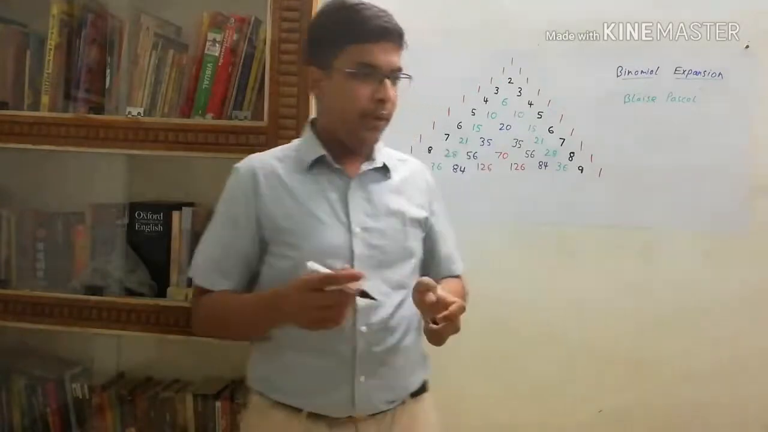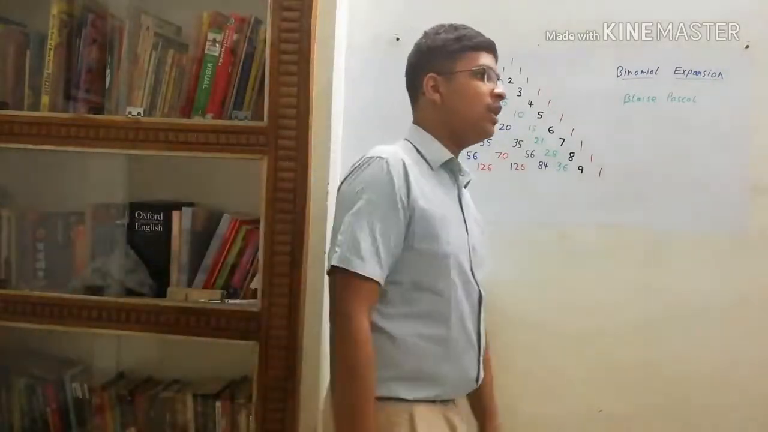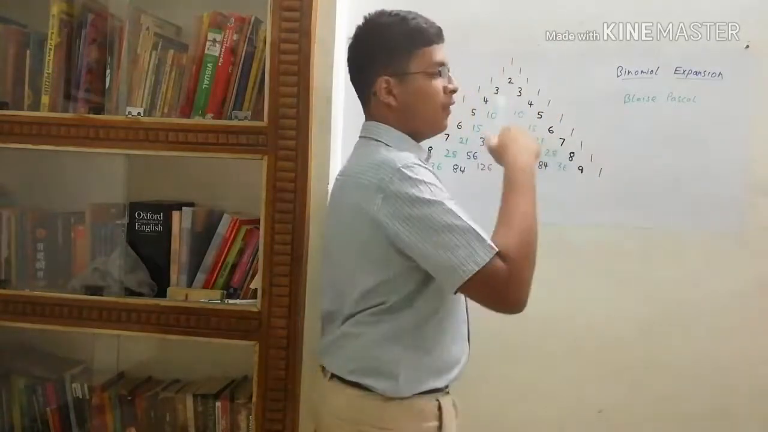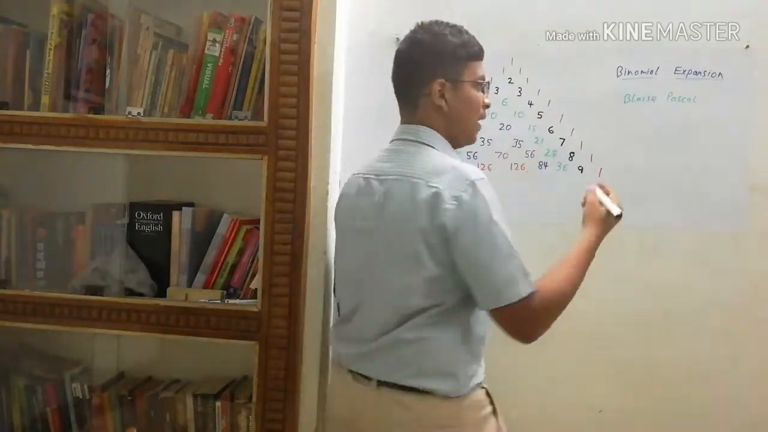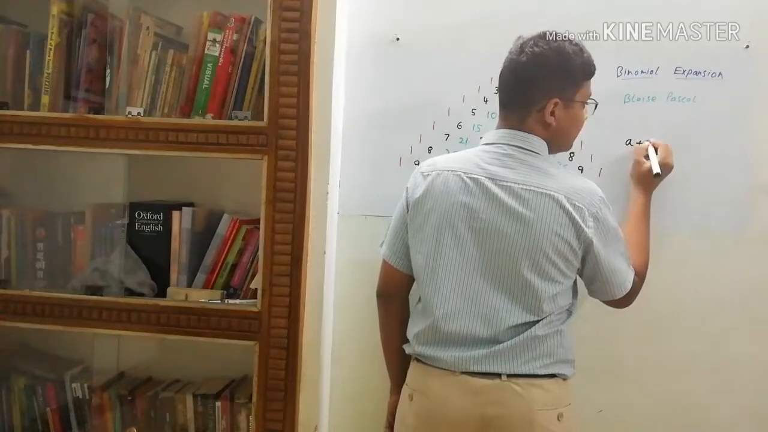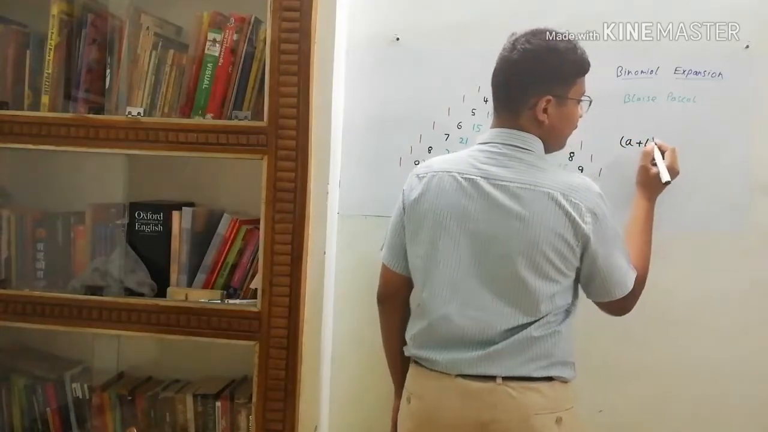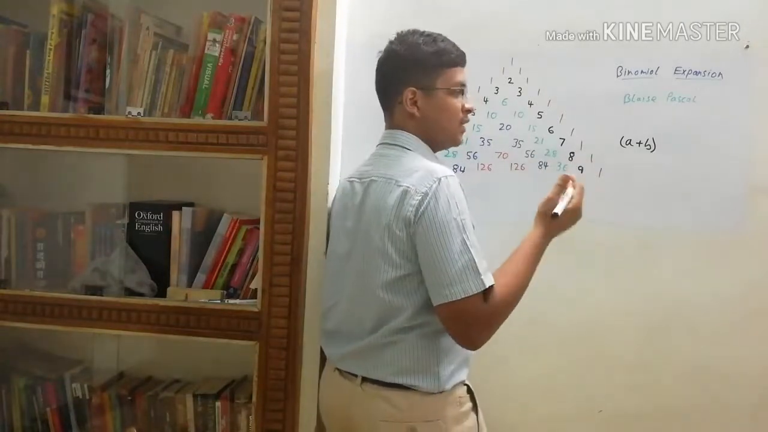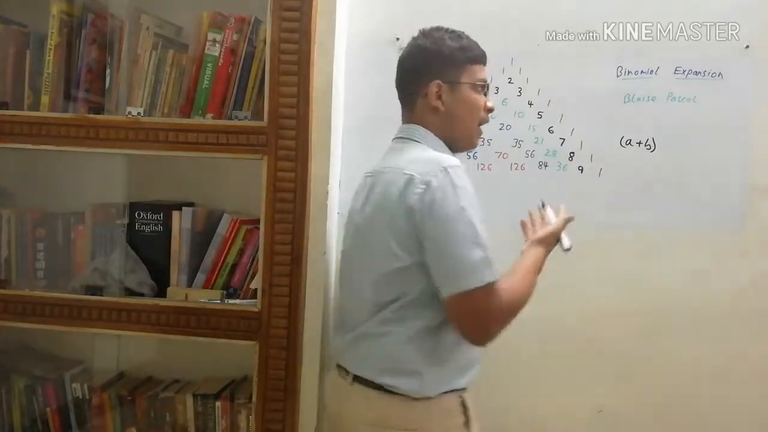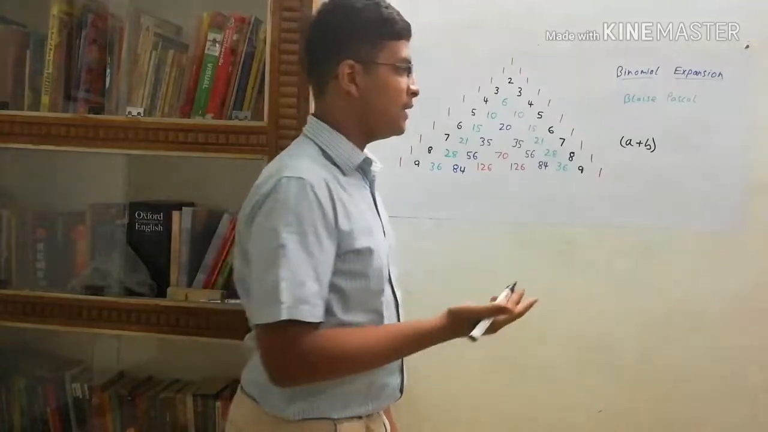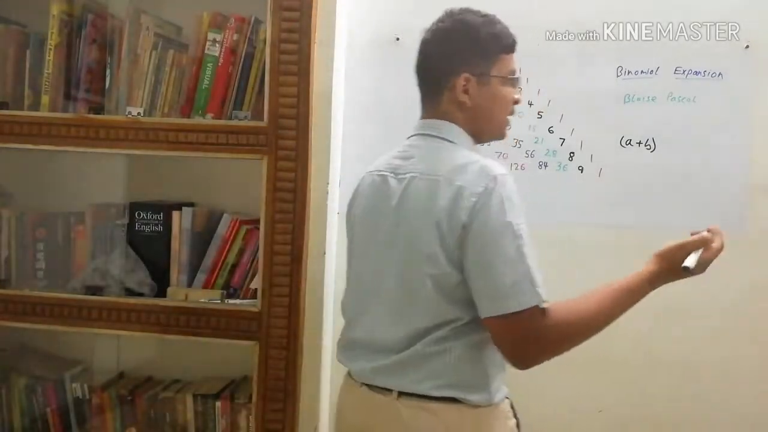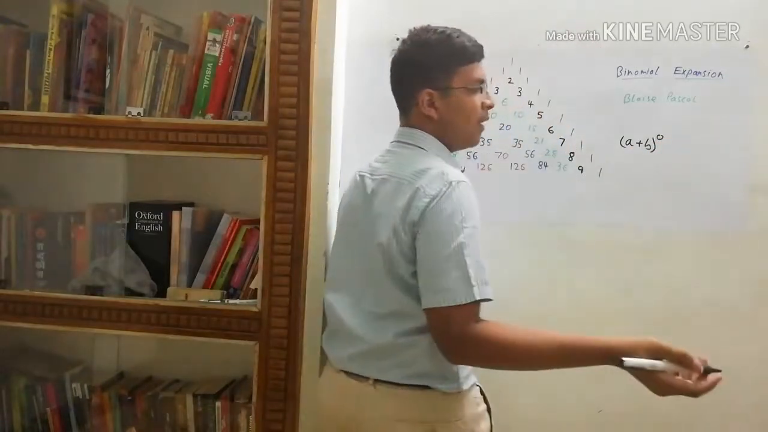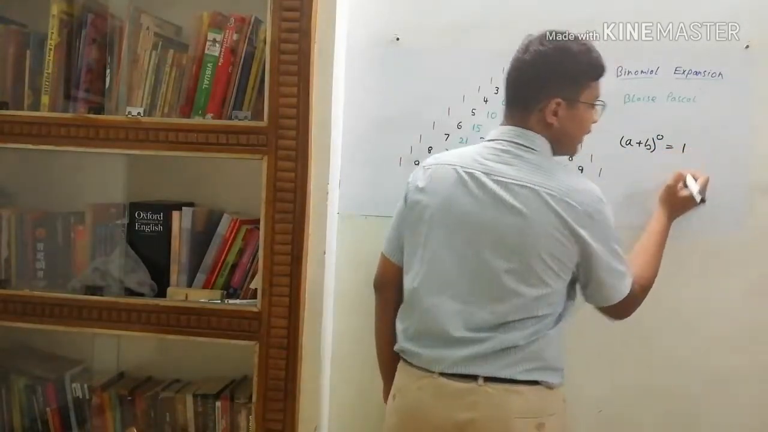So let's take two numbers, A and B. Let's see A plus B. We are doing it for addition, but it can also be done for subtraction, though that would change signs, so this is easier for you to understand and less complex. So (A plus B) to the power 0 is equal to 1.